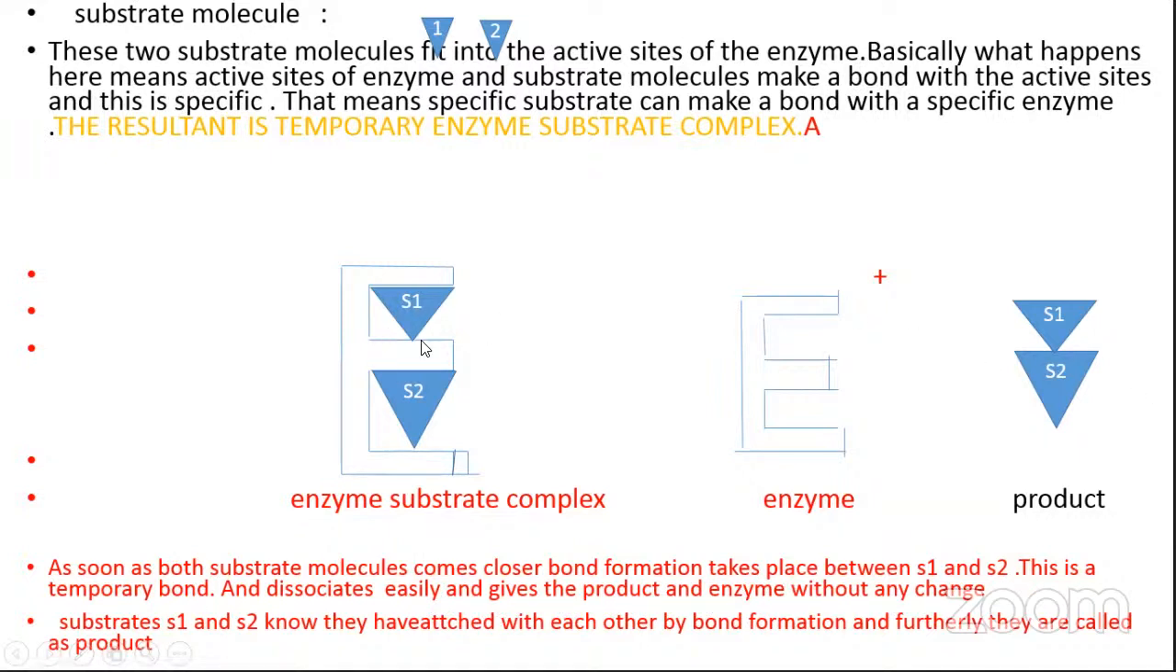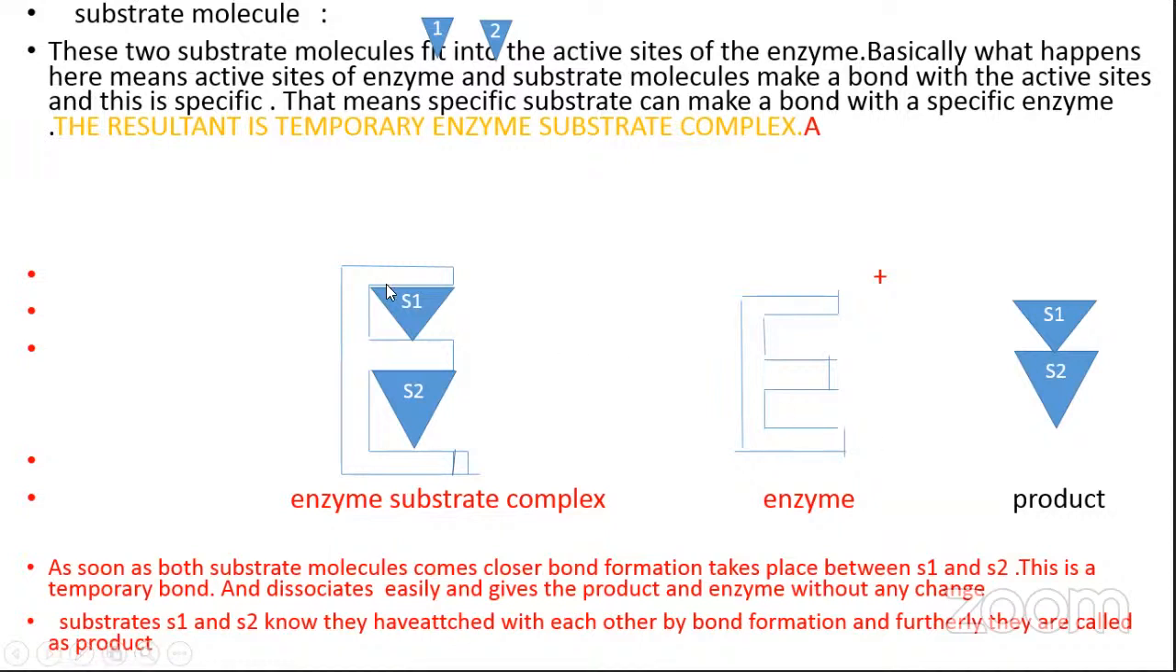So here, this complex is temporary, and in further reactions, the enzyme comes out as it is, and the substrate molecules, by undergoing chemical reactions, join together and give the end product. So substrate 1 and 2 have now attached to each other by bond formation, and further they are called the end product. And this was explained just now.